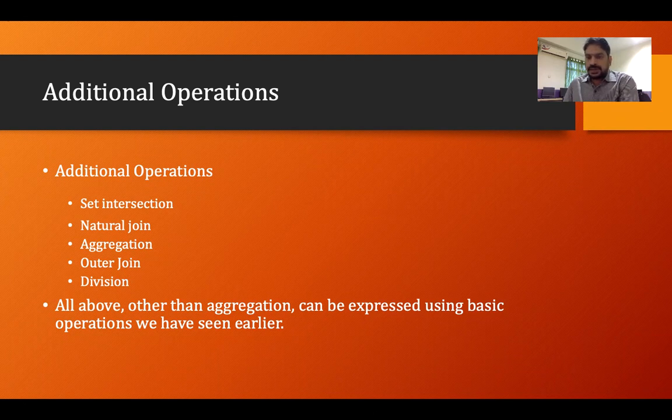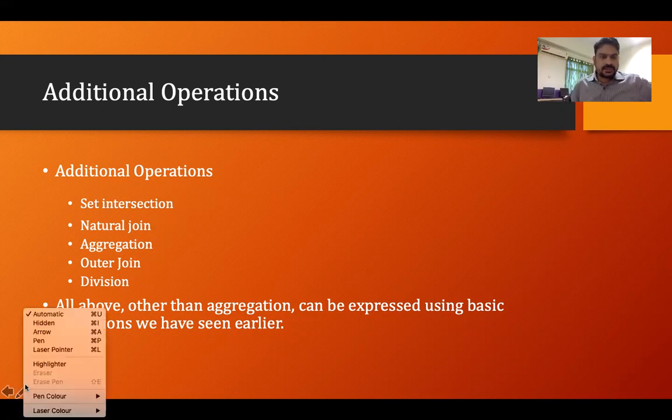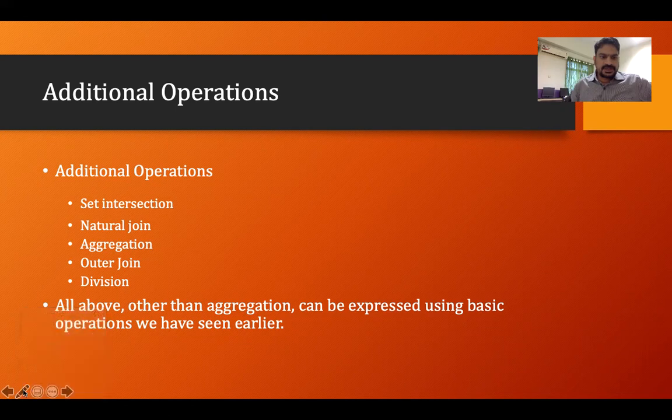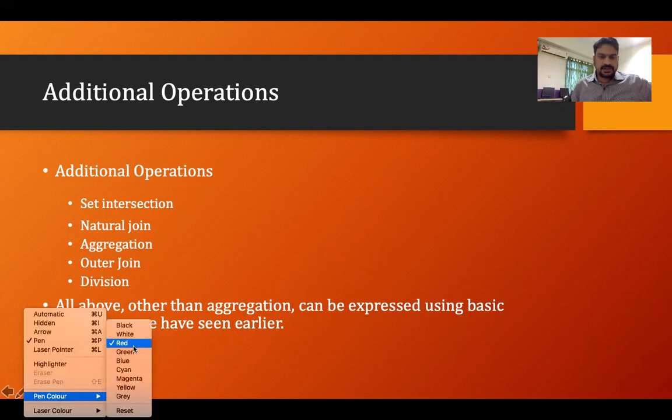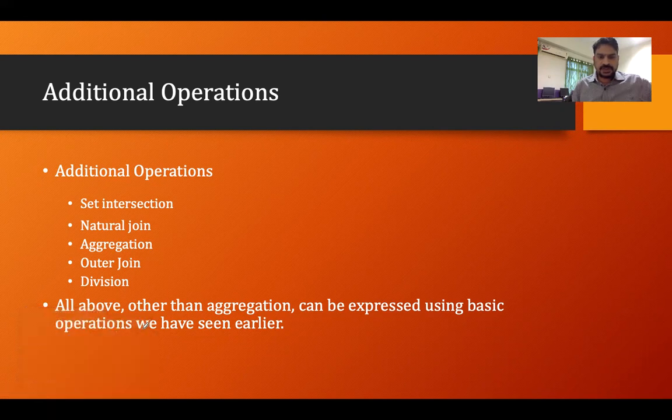We'll see how a query will be written in SQL, as well as how from SQL we can convert into relational algebra. Now from the additional operations, the first operation is called set intersection. Set intersection is used if we have two relations and we want the common elements from these two relations. This is the symbol for the set intersection.